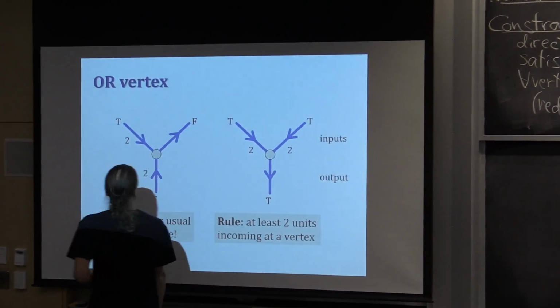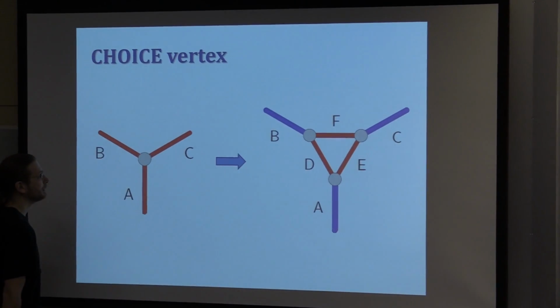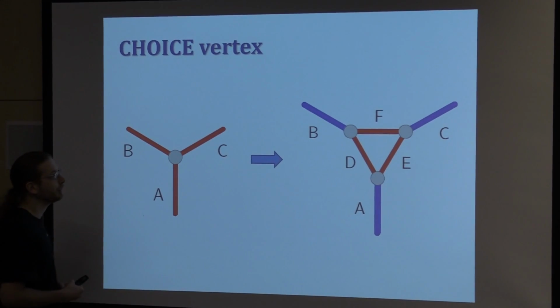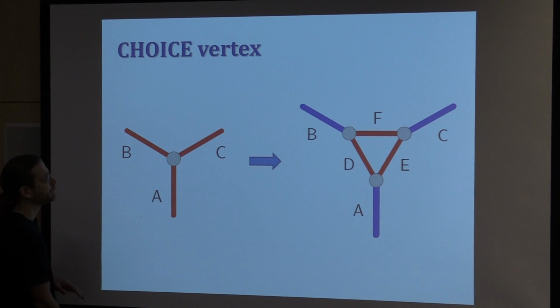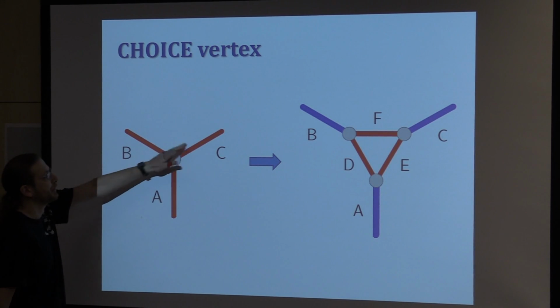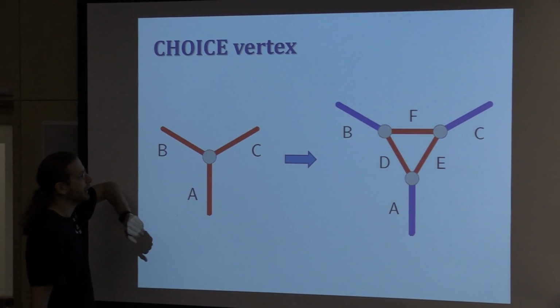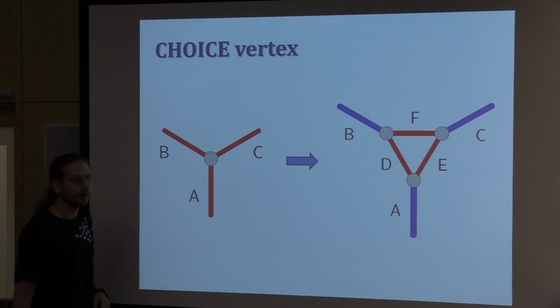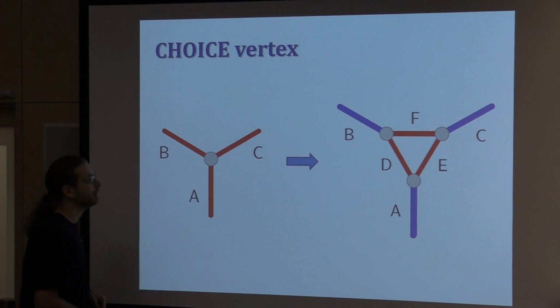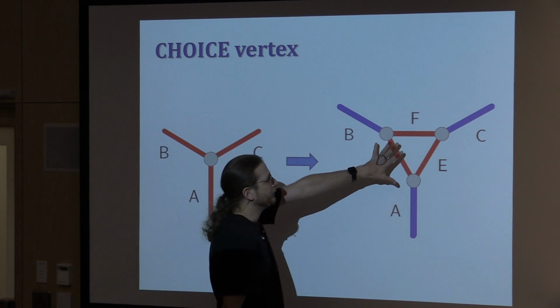So one of them is a choice vertex. This is sort of like an exclusive OR in a sense. So 2 of these edges must be incoming. In the symmetric picture, 2 of them must be incoming. At most, 1 of them can be outgoing. And this can be simulated by expanding this into a little triangle.